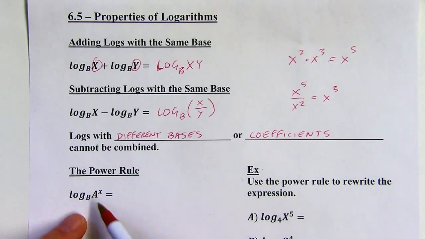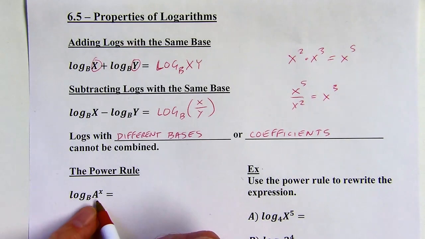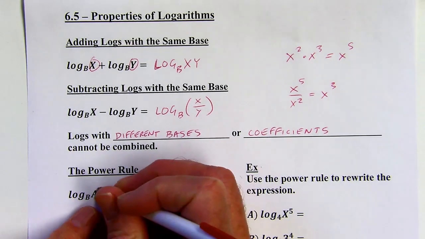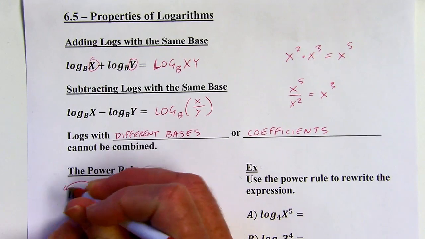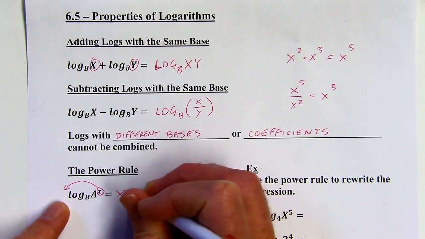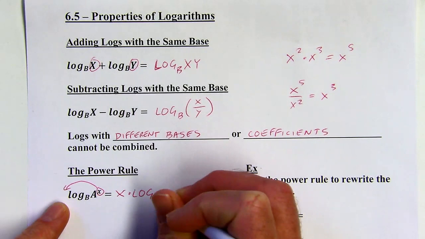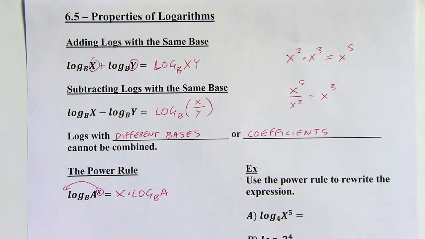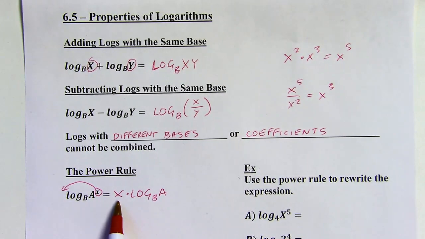If you've got a log where the contents of the log has an exponent, you can take this exponent and rewrite it as a coefficient. So I could move that x out here, and now I've got x times log base b of a. Okay, and we can do that in reverse too. So now it's a coefficient, I could move that coefficient to become an exponent.